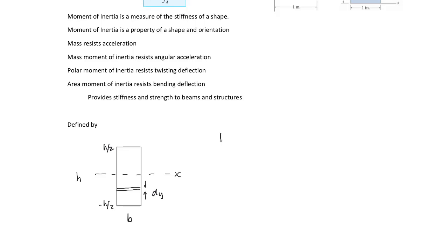Okay, so I have my formula here. I about x prime is equal to the integral of y squared dA. And I want to integrate that from minus h over 2 to positive h over 2. Now what is my dA? My dA is equal to b, which is the base, times dy.